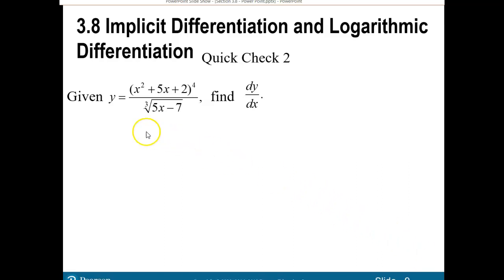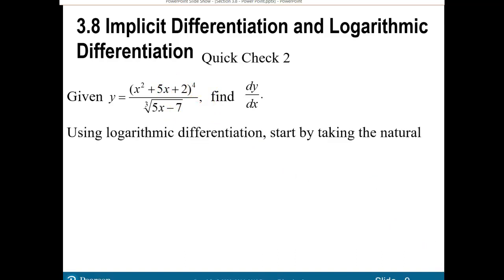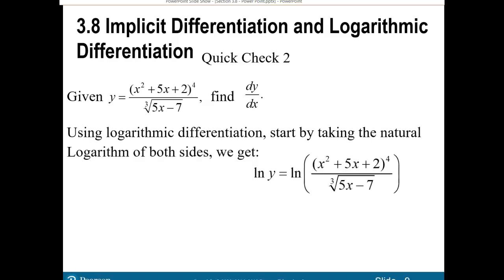All right, so if we're given this function, this is a quotient that has an exponent applied to the top and the bottom, so that's why logarithmic differentiation would be helpful here. Without it, we'd have to use the quotient rule, and within it, we'd have a messy chain rule, and it would be a little bit more complicated. So use logarithmic differentiation. We're going to start again by taking the natural log of both sides. So the natural log of the left equals the natural log of the right.